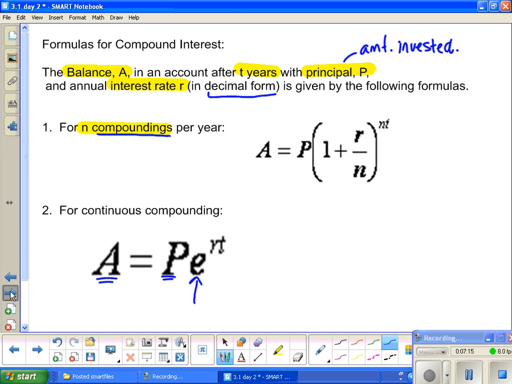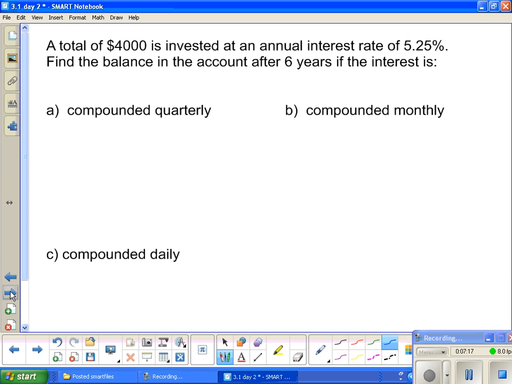Let's look at one example. A total of $4,000 is invested at an annual interest rate. So let's identify our variables. Amount invested is our principal. Annual interest rate. Remember, we've got to make that a decimal, so it's 0.0525. Find the balance in the account after 6 years. So t equals 6.